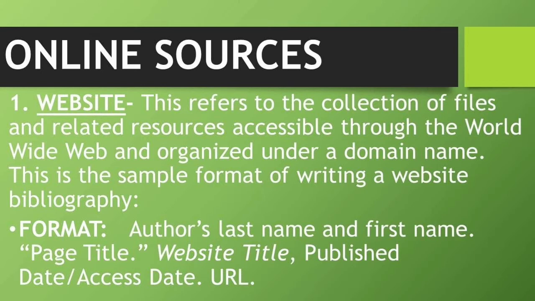And this is the example format of writing a website bibliography. So the author's last name and first name first, the page title, the website title, the published date or access date, and the URL. When we say URL, this means the Uniform Resource Locator, or this is the words that you are going to type in the search engine for you to search directly in the website.